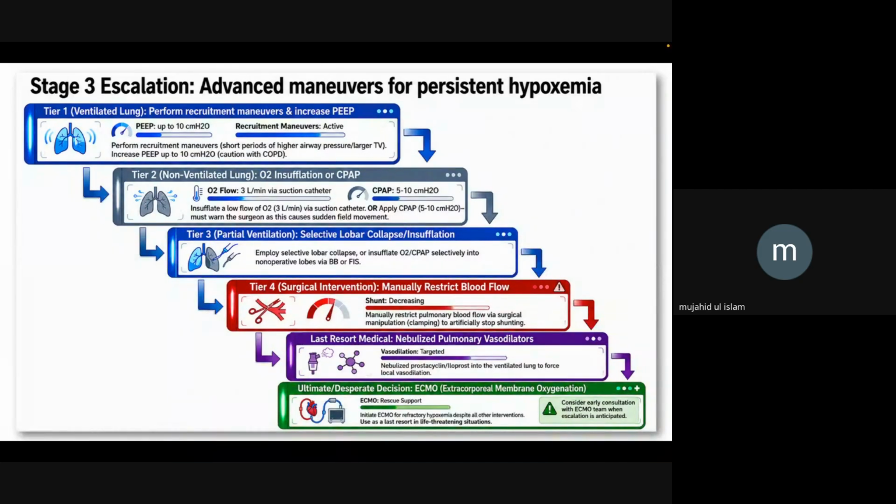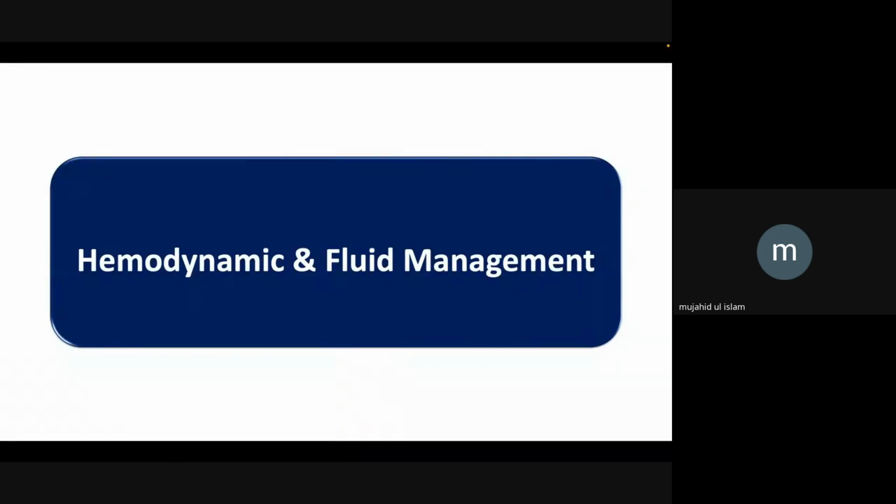If hypoxemia is still severe, the surgeon may temporarily reduce blood flow to the operative lung. As a last medical option, nebulized pulmonary vasodilators may improve oxygenation, and in refractory life-threatening hypoxemia, ECMO should be considered.